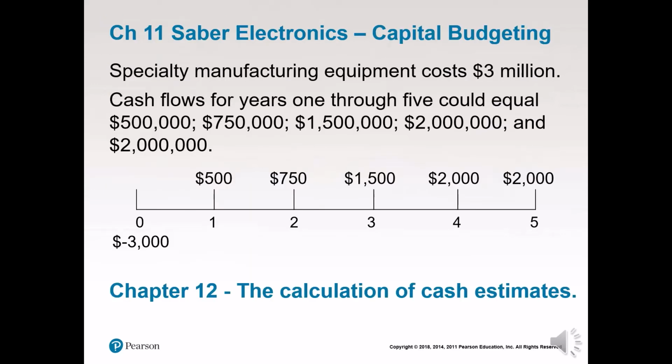Here you can see a typical problem that we've had in our homework. From Chapter 11, we talked about Sabre Electronics and their new capital budgeting project. The cash flows were given to us of these differing amounts every year. Our task was to determine the net present value. For Chapter 12, we're going to talk about these actual cash flow estimates and where they came from and how they were determined.